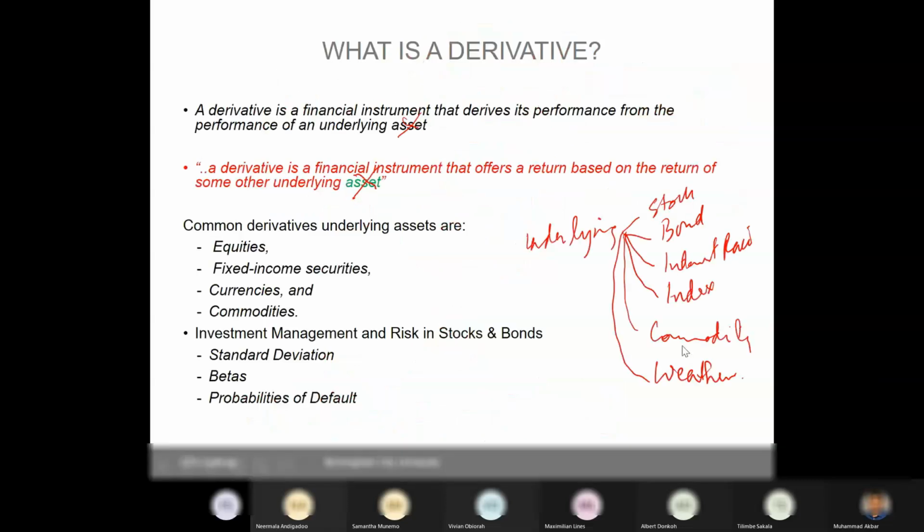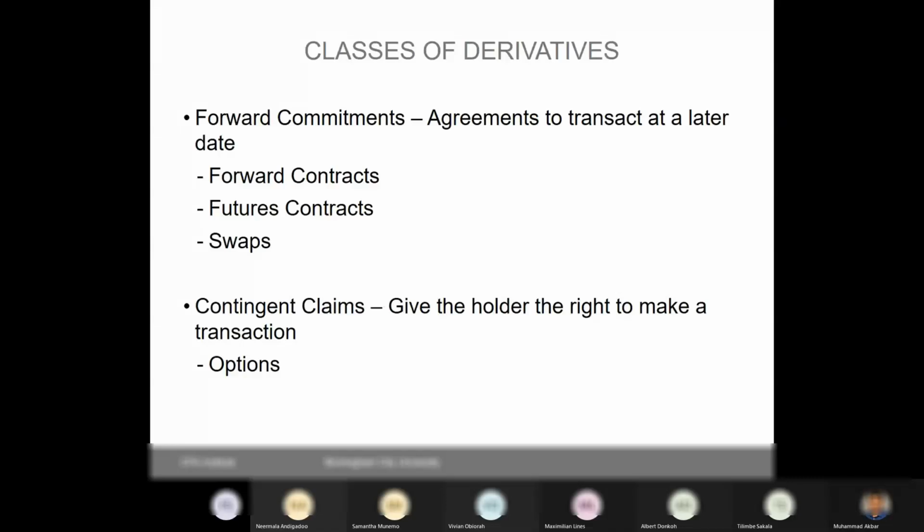Okay. So now we move to the classes of derivatives. So there are two types of derivative contracts. One is what we call forward commitments, and the other is contingent claims. So forward commitment is an agreement in which we decide to settle later. We determine the price today and we do the settlement later, let's suppose in 3 months time.